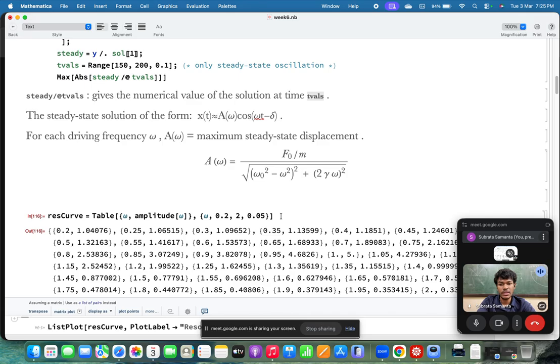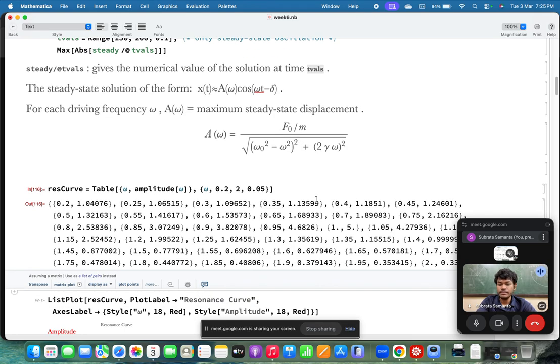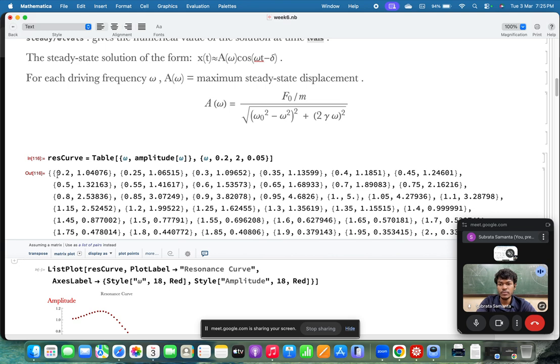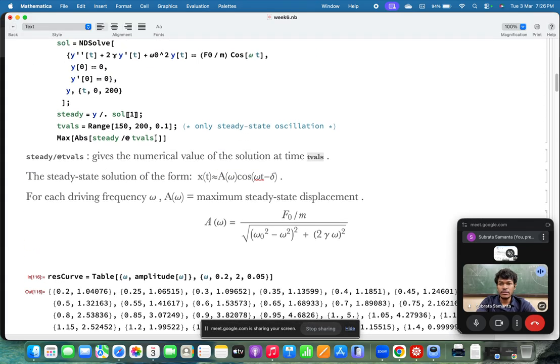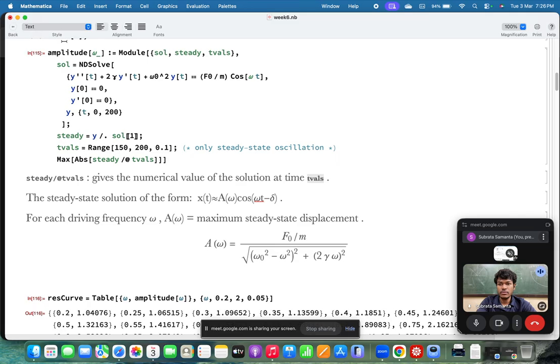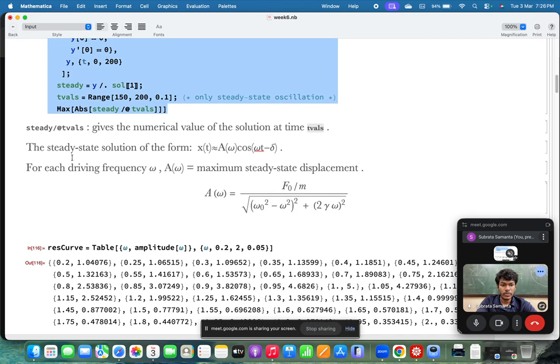So this is my table, and you see that from 0.2, 0.25, at every value of omega you calculate the amplitude, the maximum value of the amplitude, right. So A(omega) is basically the maximum amplitude. This returns the maximum values of the amplitudes in the high t region, where you know the steady state is achieved.